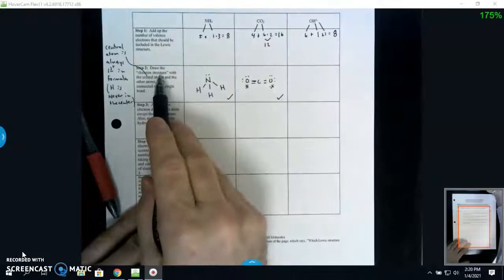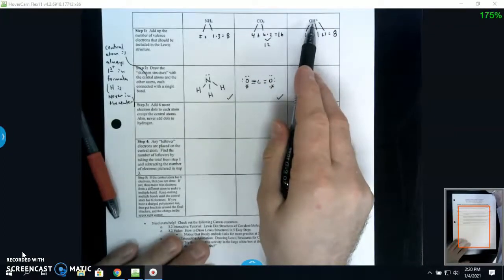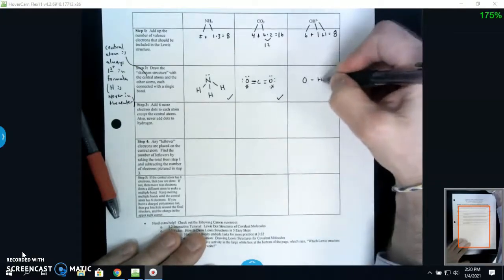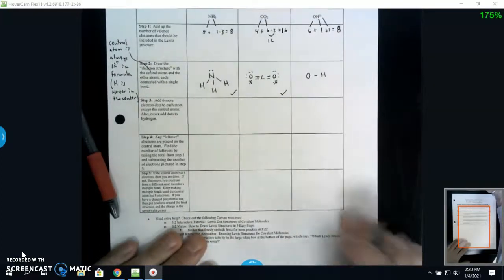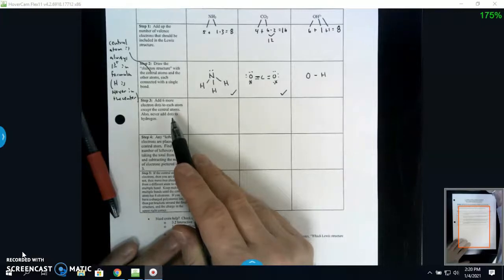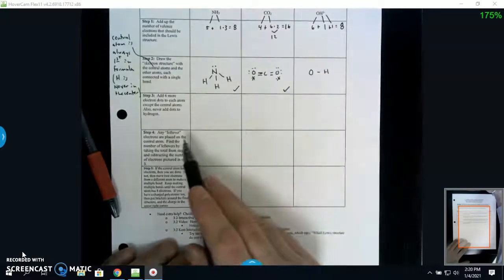When we draw the skeleton structure, this is a little bit different because we've only got 2 atoms, so we don't really have a central atom. So I'm going to go OH. It's going to be our skeleton structure right there. Step number 3 says to add 6 more electron dots to each atom, but not the central atom, and never to hydrogen. So according to step number 3, we can't really do anything with this right now. So we can skip down to step number 4.